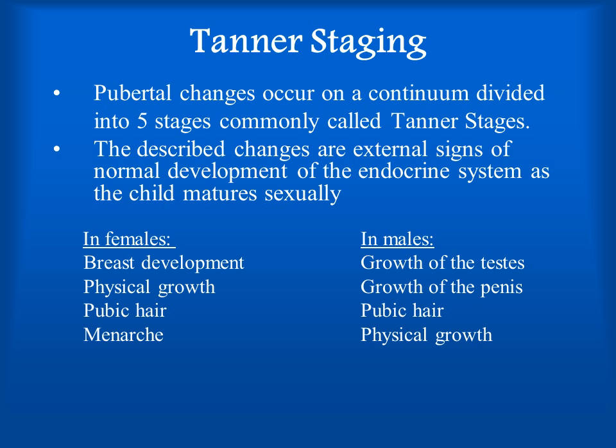Tanner staging is very helpful with assessing changes in puberty, and it's usually divided into 5 stages. And the described changes are external signs of normal development of the endocrine system as the child is maturing. In females, this would include breast development, physical growth, development of pubic hair, and the first stage of their menses, known as menarche. In males, this would be growth of the testes, growth of the penis, development of pubic hair, and physical growth.